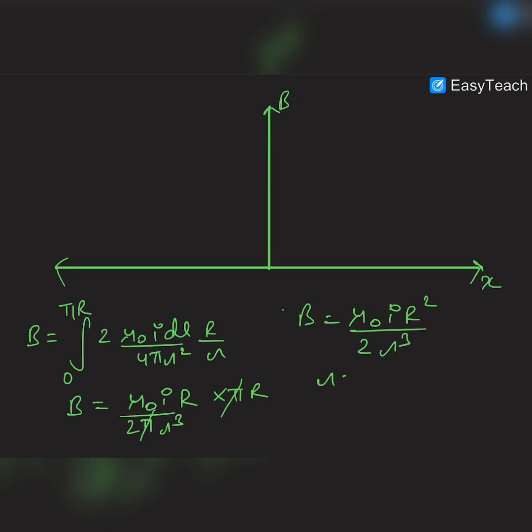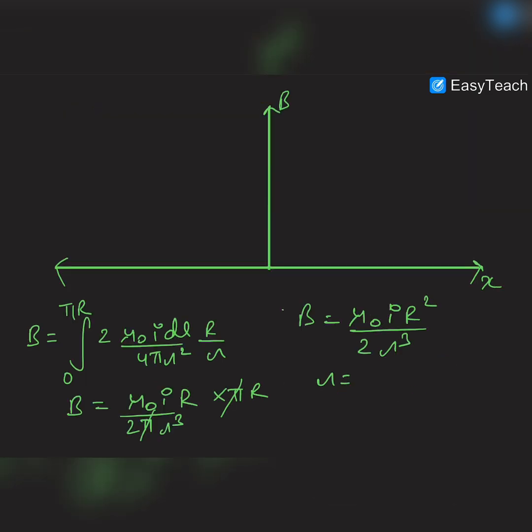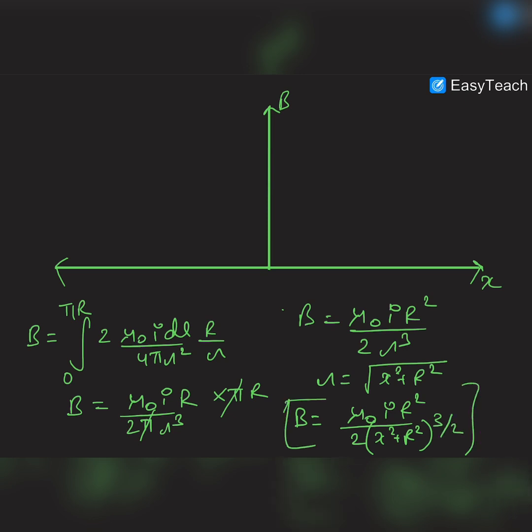Now we know that r, small r, was under root of x square plus r square. So it would be under root of x square plus r square. So B will be equal to mu naught I r square by 2 x square plus r square to the power 3 by 2. This is the net magnetic field.